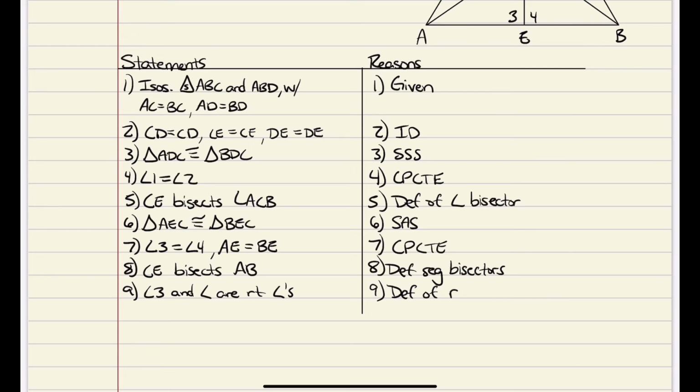Number 10, we can now state that those two lines are perpendicular to each other. CE is perpendicular to AB. Number 10, we can say that because of the definition of perpendicular lines.